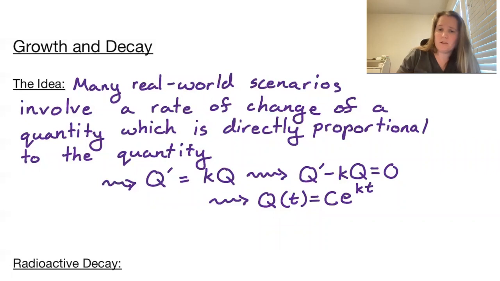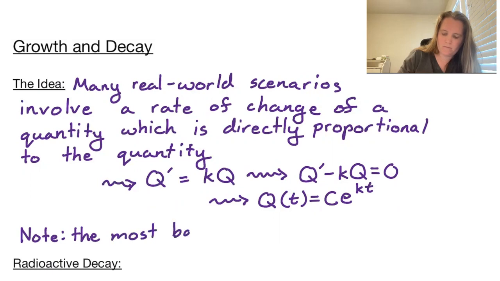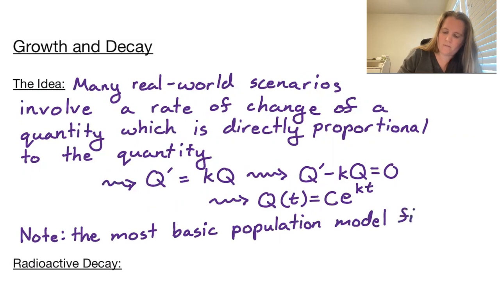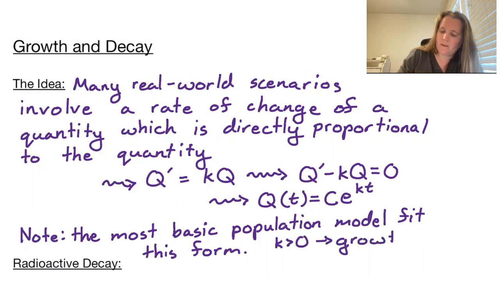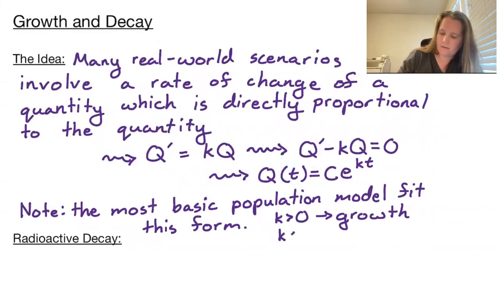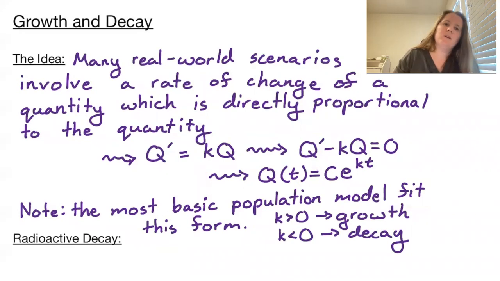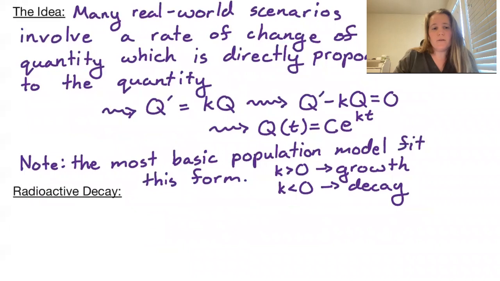So we have seen this with population models. The most basic population model fit this type. And if K is positive, we experience growth. And if K is negative, then we experience decay. The population was on the decline or the population was growing exponentially. So we are going to focus on the real world scenario of radioactive decay.